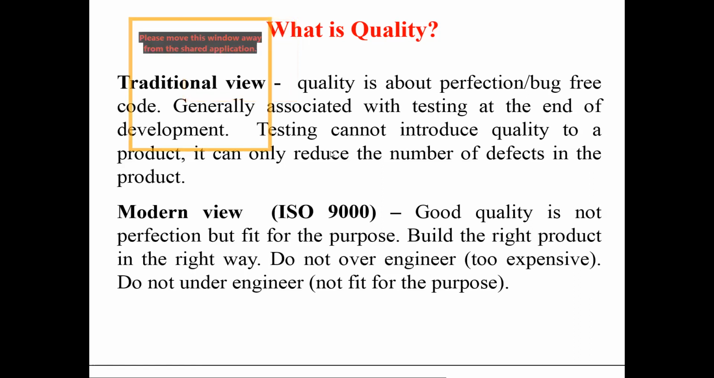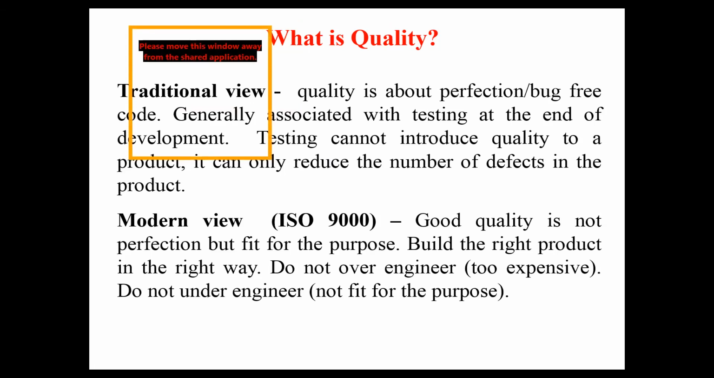Okay, the traditional view is that quality is about being bug free. That means the code needs to be bug free. Basically it is associated with the testing part of development. But testing cannot introduce quality to a product. You can't say that if you did testing, it's a quality product. Using testing, you can only reduce the number of defects in the product. That is the traditional view.